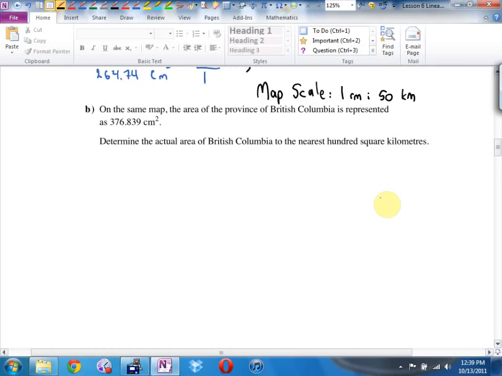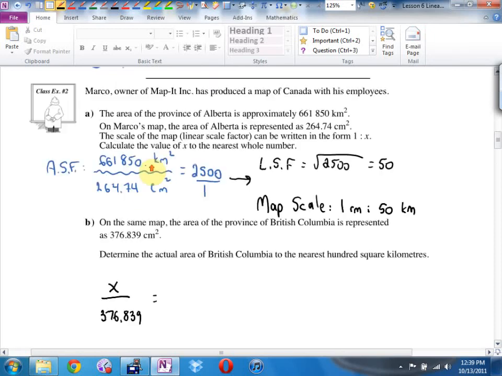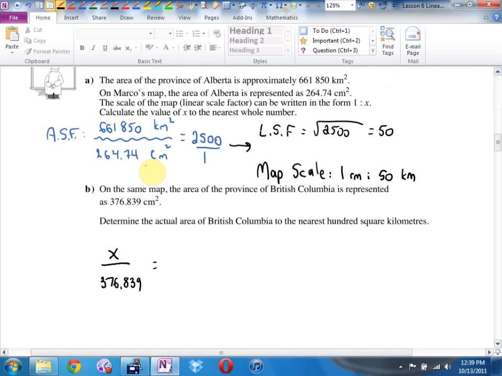This is area. Joe, you know how I know? Square area. Yep. It's dumb, but it works for me. And they want the actual area. I'll call that X. The actual area divided by the map area equals the actual area divided by the map area. There's our conversion factor right there, is it not? And I think everything's lined up properly, actual to actual, map to map.